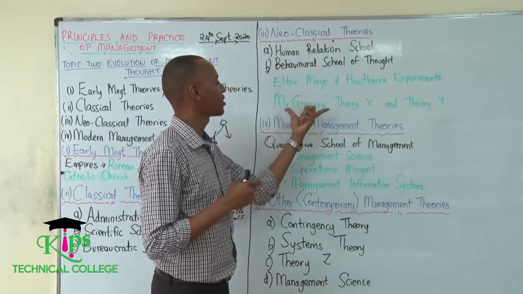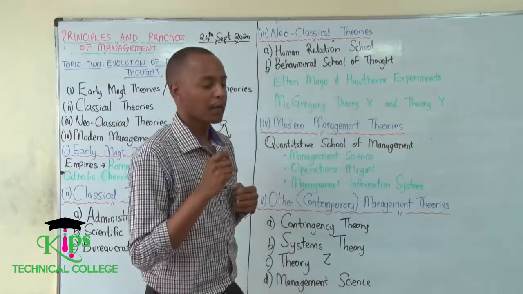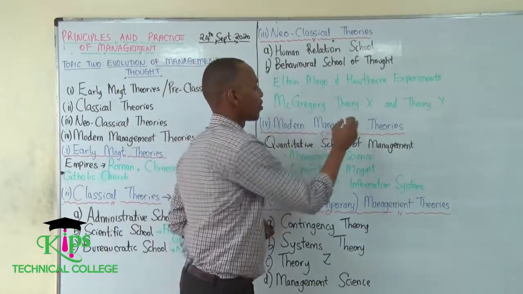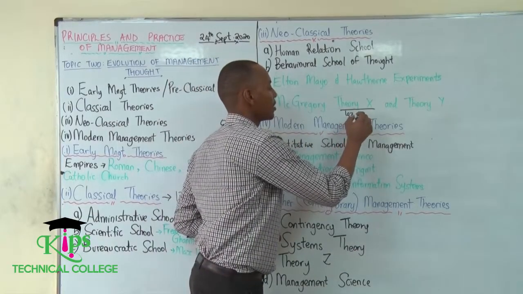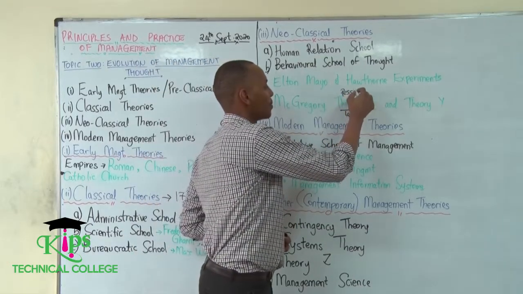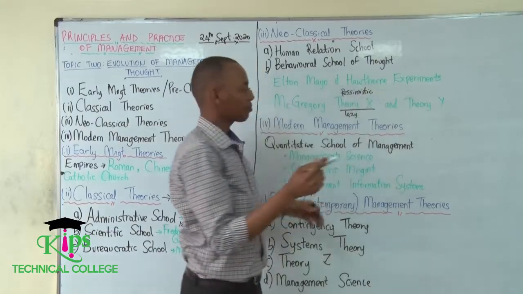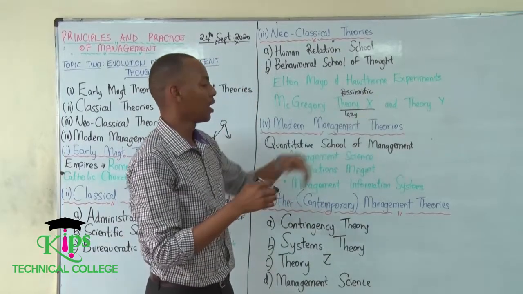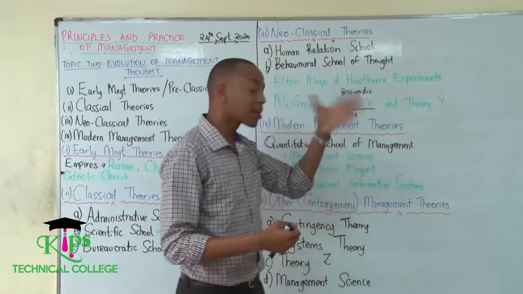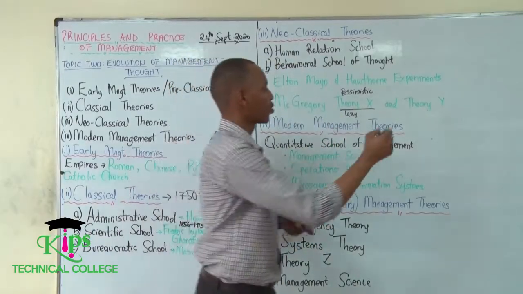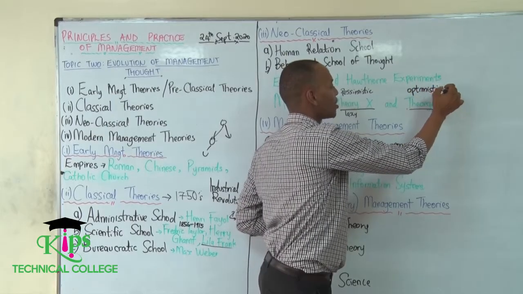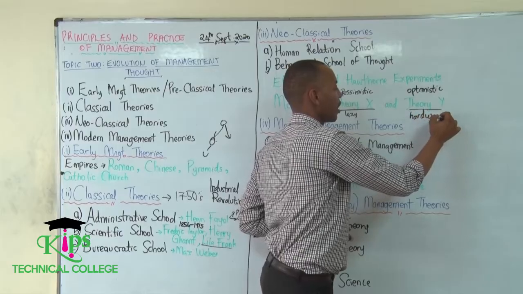Then we had McGregor's theory X and theory Y. Now, remember these theories look at the psychology of people. According to McGregor's theory X, he believed that people are generally lazy and they have to be pushed. It was rather a pessimistic approach, because it believed guys were lazy, they had to be pushed, they had to be threatened in order to do whatever they were supposed to do. And theory Y was an optimistic one, where he said people are generally hardworking. People generally love their work.